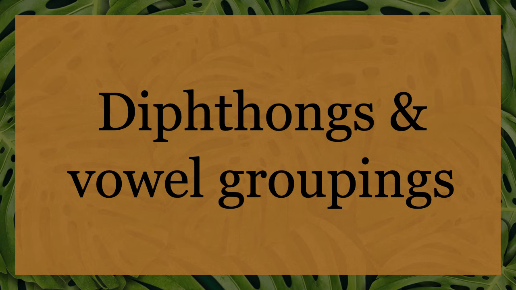Okay, the last thing we need to talk about is vowel groupings, or diphthongs. Hawaiian is a very vowel-heavy language, which means that in words and sentences, you will find vowels next to each other. And when vowels are grouped together like that, it affects the sound. So let's go through each vowel and see how the sound is affected when it's paired with another vowel.